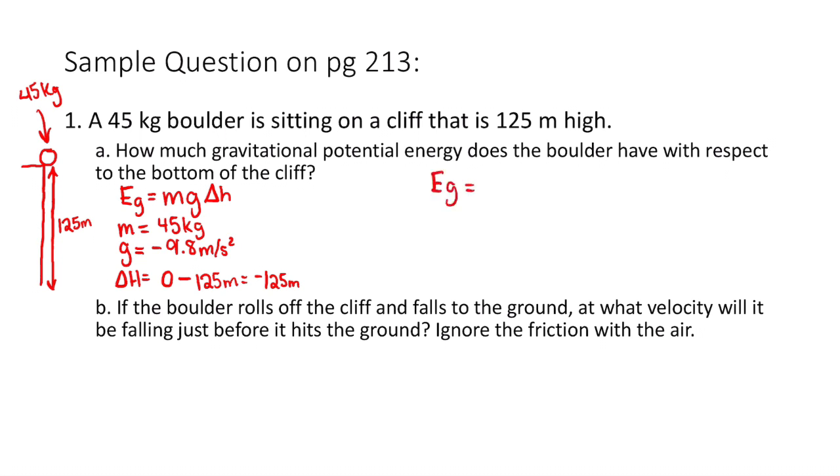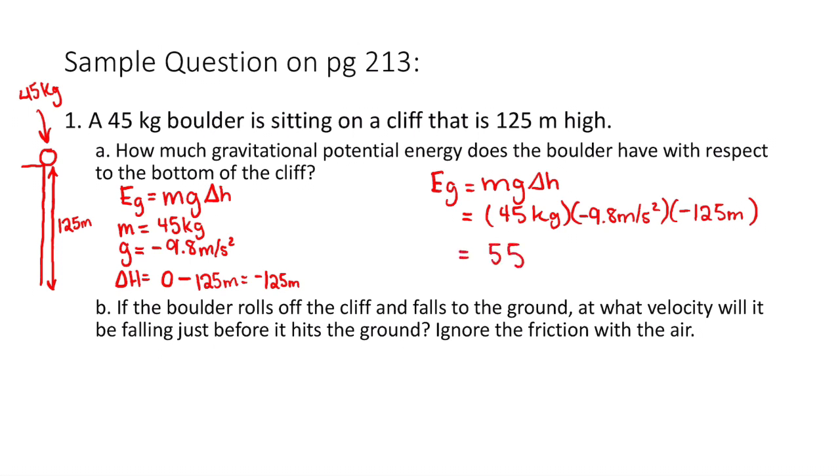Rewriting out the equation, Eg is equal to mg delta H, and then we're going to plug in all our values. 45 kilograms times negative 9.8 meters per second squared times negative 125 meters. So if you plug this all into your calculator, you're going to get 55,125 joules of energy.